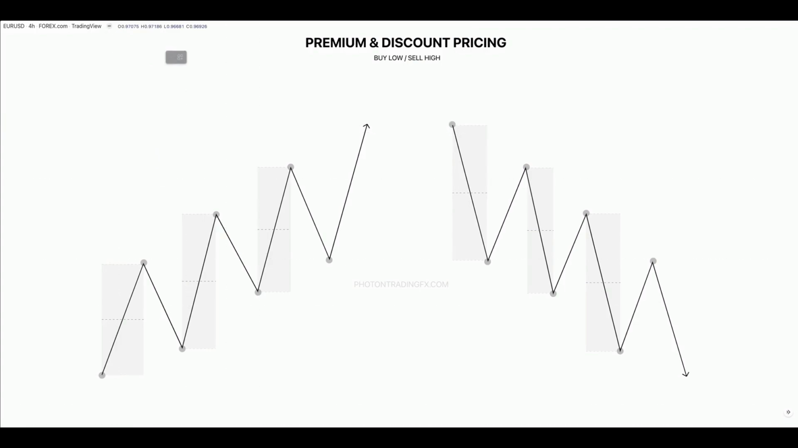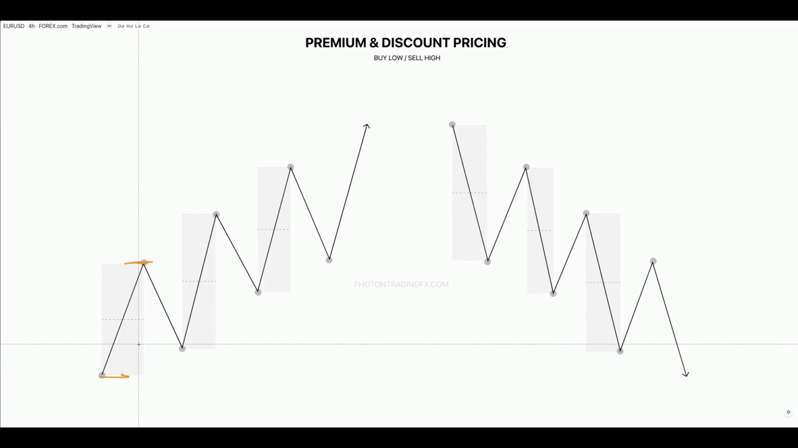The way we look at it is that anything in the top half of this, we say is the premium. That's where prices are expensive. The halfway point is the equilibrium, the EQ, essentially the 50% of the pullback. And anything below that is the discount. This is where we have cheap prices. So if this is one certain price and this is another, these are going to be the more expensive prices and these are going to be the cheaper prices.